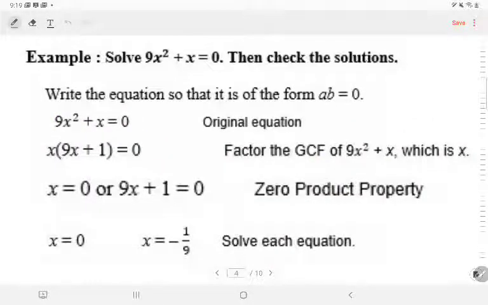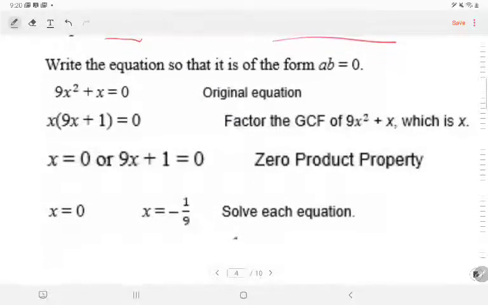All right, so we have this problem. It says 9x squared plus x equals 0. Then check the solution. So we've got to solve it, then check the solution. So we have two things we have to do here. So the first thing we're going to do is solve. So we're going to have 9x squared plus x equals 0.